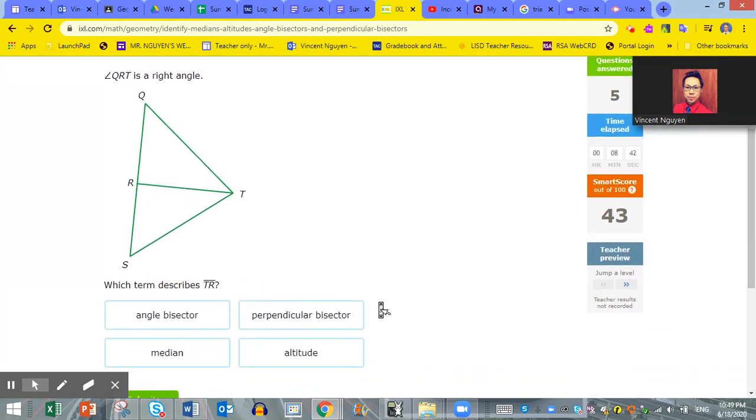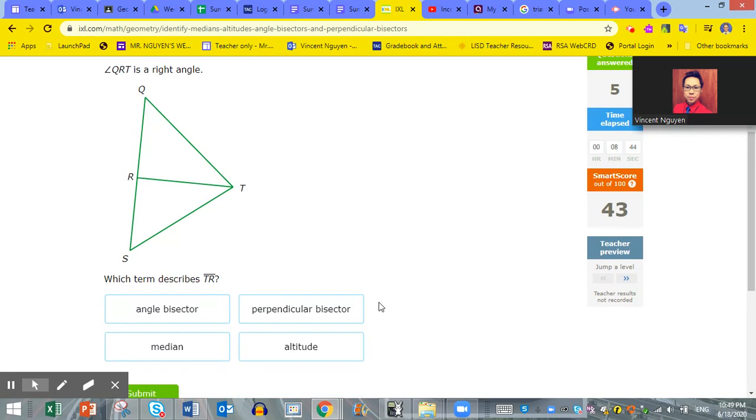I guess we could take it all the way to 100. We'll see. Well, maybe I'll stop at 91 or something. All right, angle QRT is a right angle. Instead of marking the right angle, they're just telling you QRT is a right angle. If it's a right angle and it comes from the vertex, this makes it an altitude, okay? An altitude has to come from the vertex, and it has to make a right angle with the opposite side, okay? So RT is an altitude.